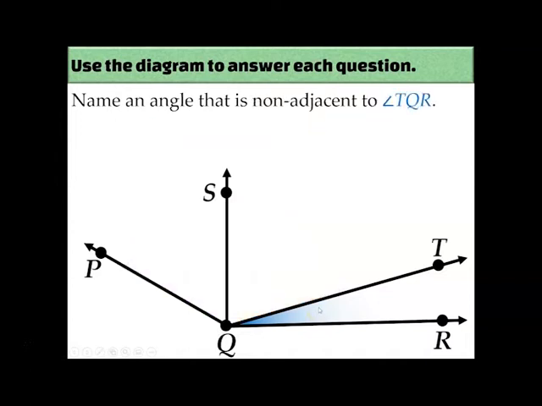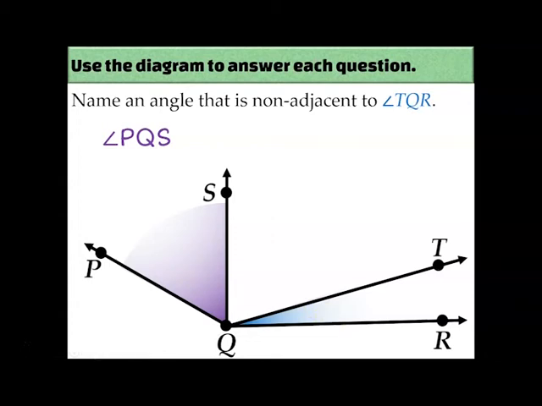But let's flip it around. This time I want you to tell me an angle that is non-adjacent to that blue angle, angle TQR. For this, there's only one answer, and that's the purple angle, PQS. These two angles are non-adjacent to each other because they don't share any sides.